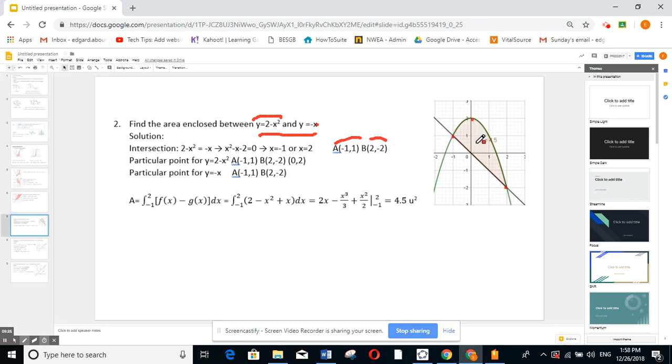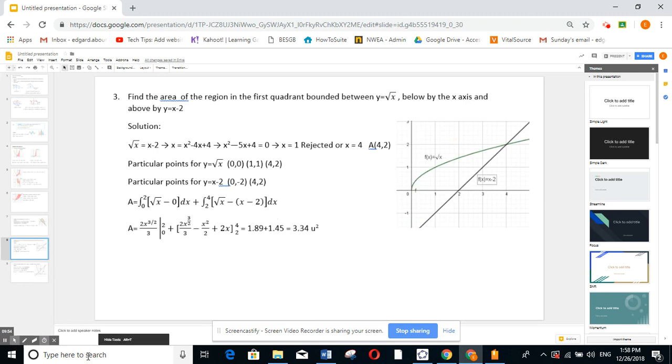So I want the area between. I have the green above the black curve, so it will be from -1 till 2. The green, which is 2 minus x squared, minus the one below, which is minus x, so it will be plus x. You can solve the integral. You can check it by yourself. You're going to get 4.5.